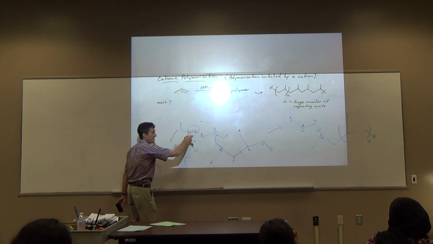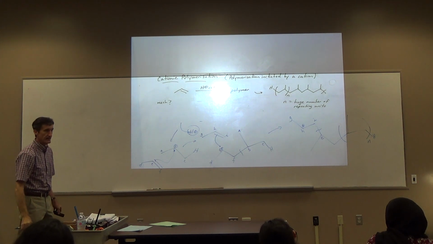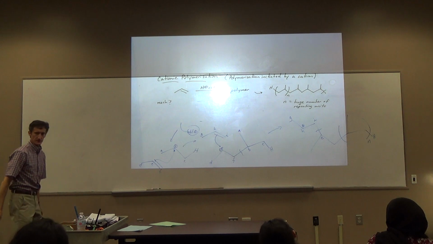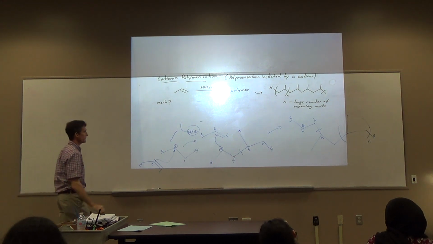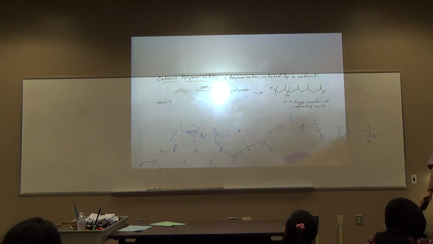If this was an anion, this would be called what type of polymerization? Anion. If it was a radical, it would be called a radical polymerization. This is a cationic polymerization because the H plus cation initiated.